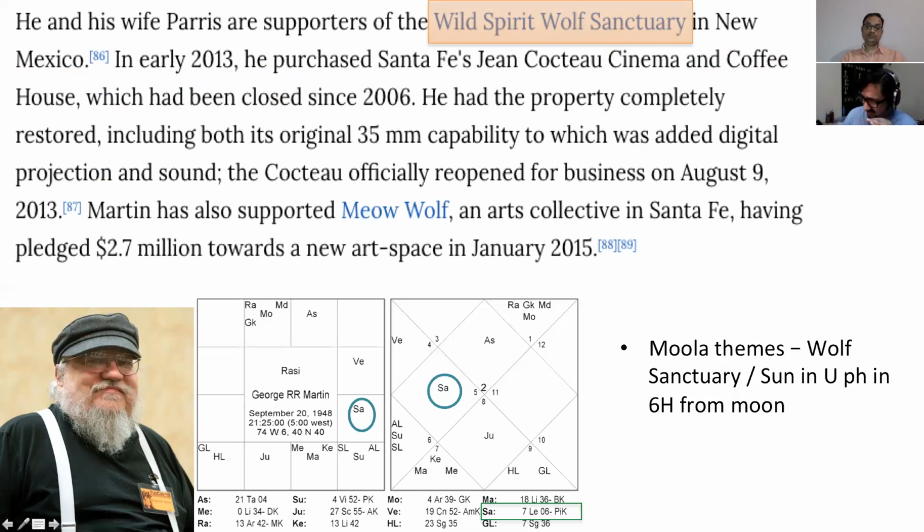And the Sun is in Uttara Phalguni Nakshatra, which is in the 6th house from its Moon. It's falling in a natural 6th house, which is pets, sanctuaries, things like that. And it's also 6th house from the Moon, and the Nakshatra Lord is falling in the 6th house from the ascendant. So clearly, and Ketu is conjunct Mars, which is also a Karaka for dogs. Even Ketu itself is a Karaka for dogs. So you can see that wild wolf sanctuary theme here. That's one thing.